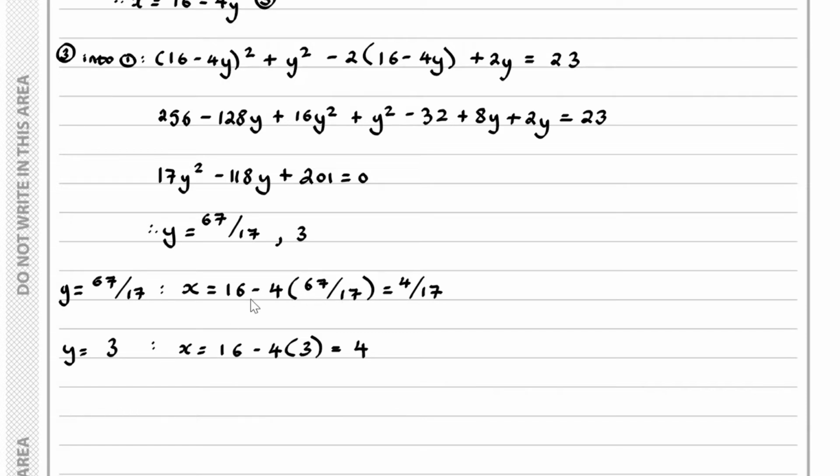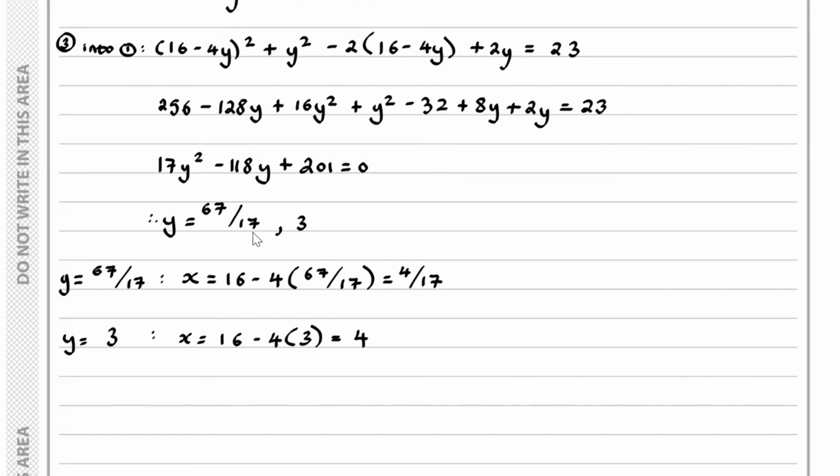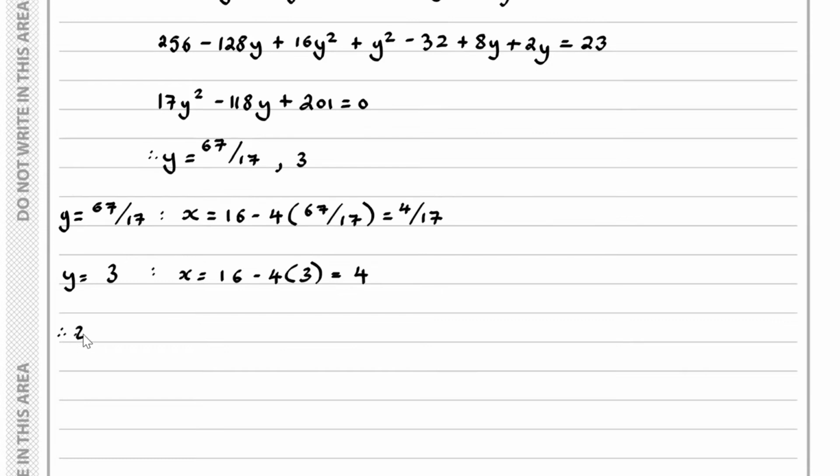So we've got the x and y values, and what we can do with this is form the complex numbers z1 and z2. Of course, z is of the form x plus iy, so therefore z1, that's equal to 4 over 17 plus 67 over 17i, and z2, that's equal to 4 plus 3i. So this is our final answer.